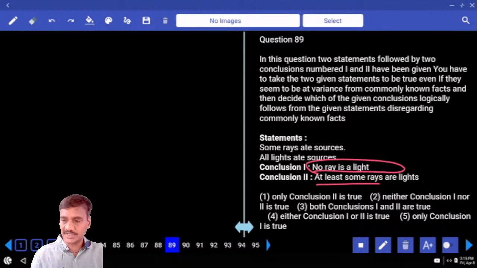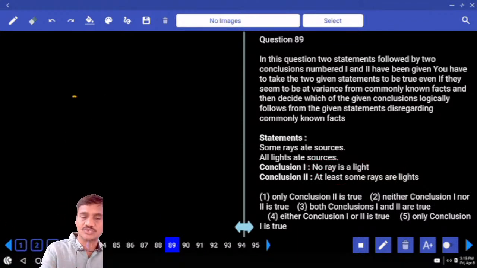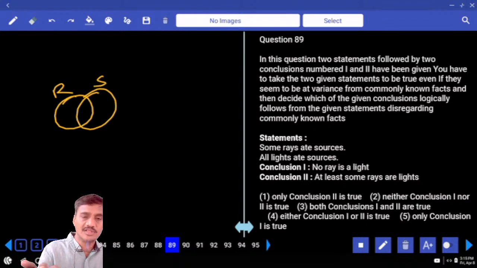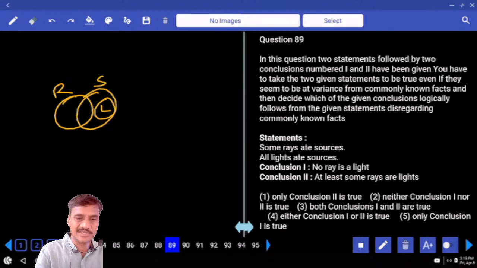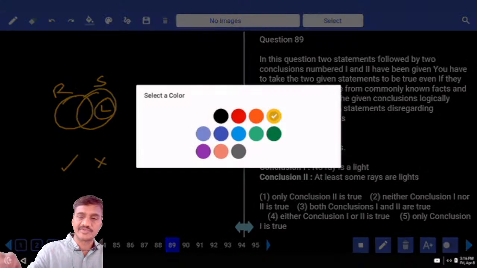Then coming to 89, some of the rays are sources. Now these are the rays that are sources. And all these lights are sources. All lights are sources. No ray is a light, definitely true. And some rays are light, that is false.